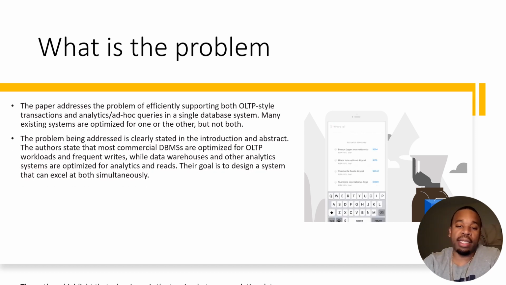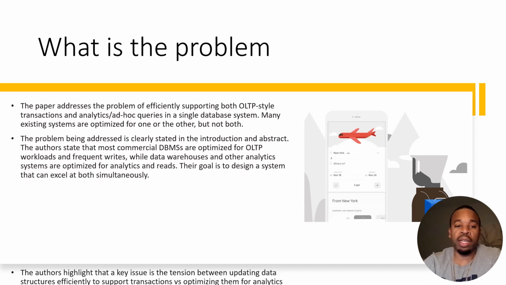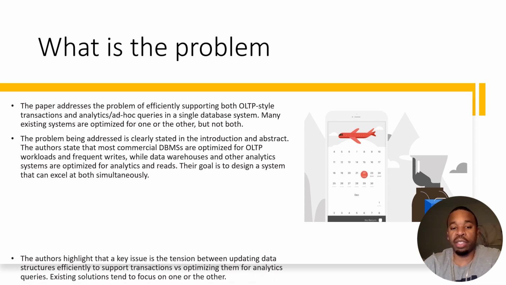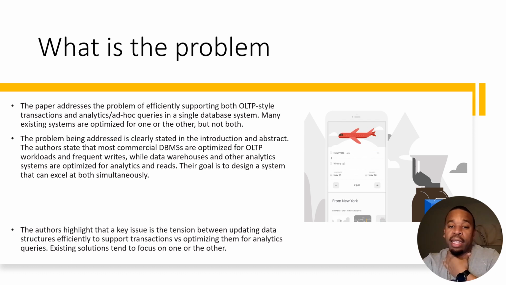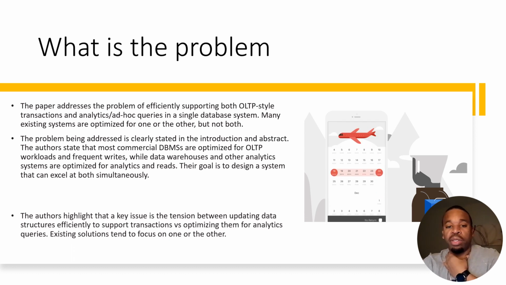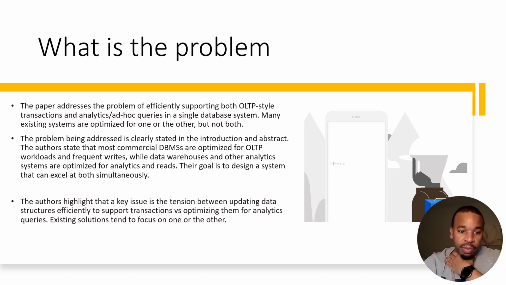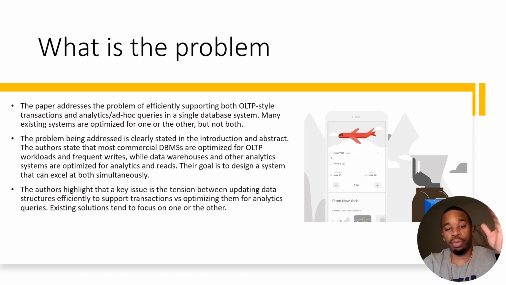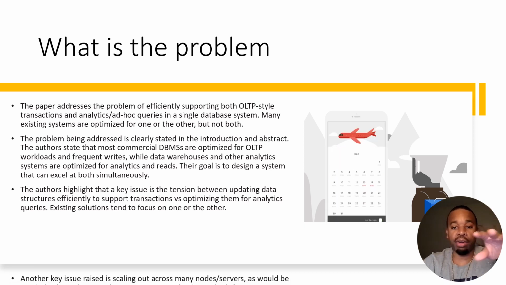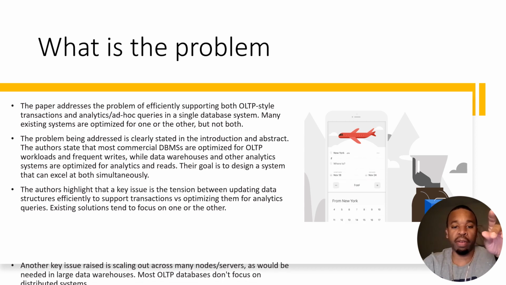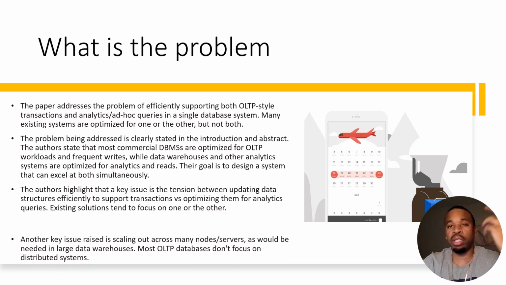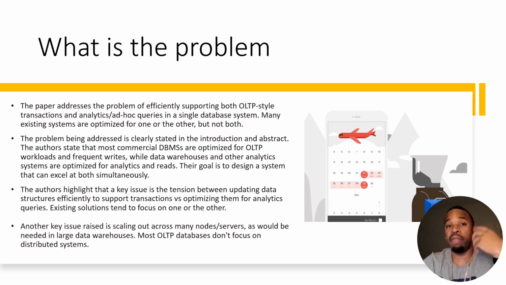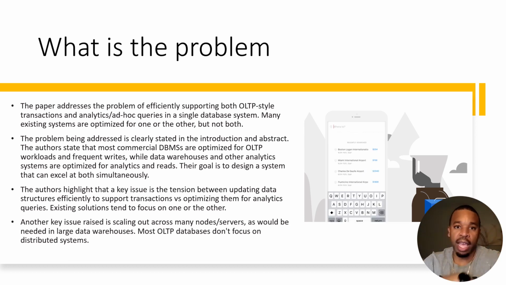The authors highlight that a key issue is a tension between updating data structures efficiently to support transactions versus optimizing them for analytic queries. Existing solutions tend to focus on one or the other. Another key issue raised is scaling out across multiple nodes or servers. So most OLTP databases don't focus on distributed systems to efficiently handle large amounts of data.